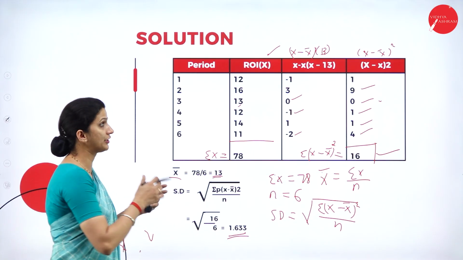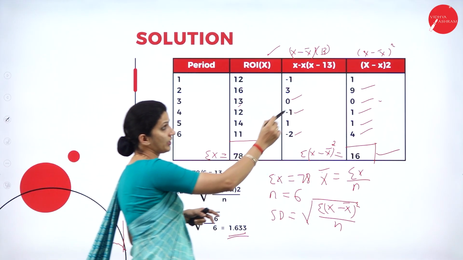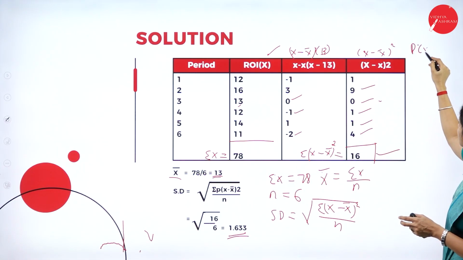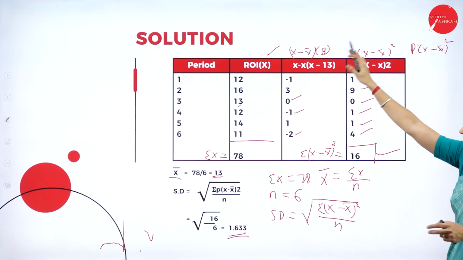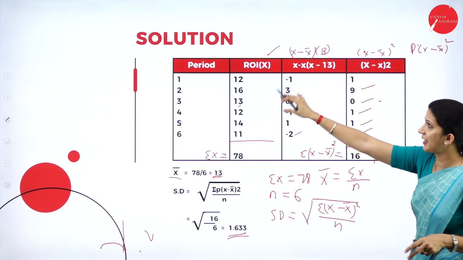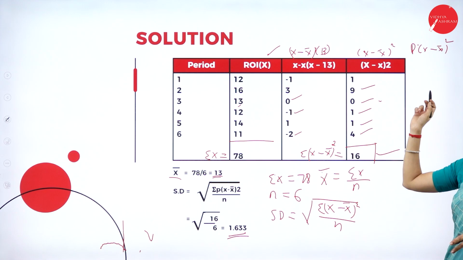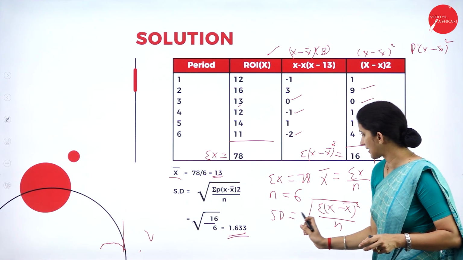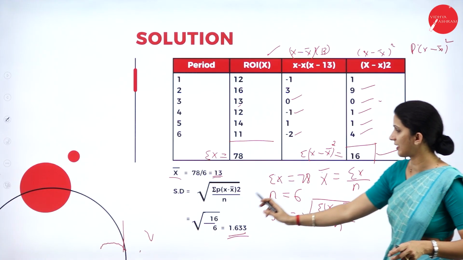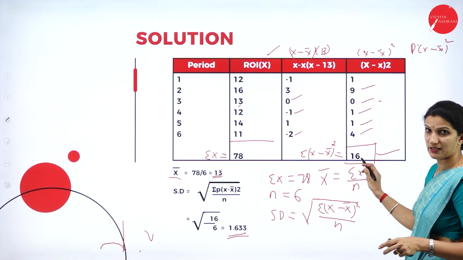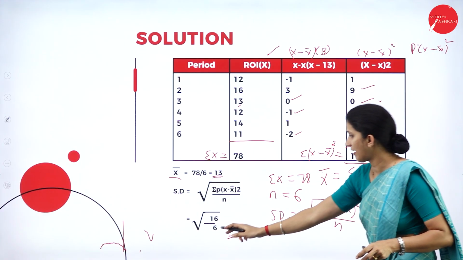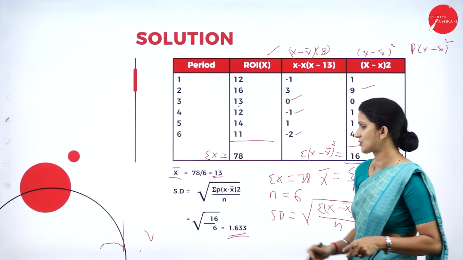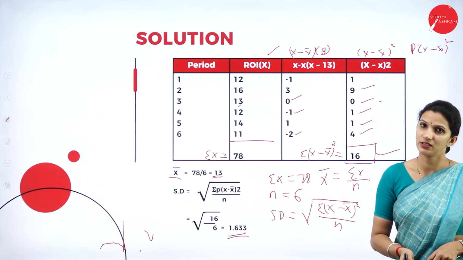So here, when you are given the probability, after x minus x bar you need one more, that is p into x minus x bar whole square. Then you have to multiply your probability with x minus x bar whole square. Here we don't have that probability. So your formula is the root of sigma x minus x bar whole square divided by n. So sigma x minus x bar square is 16 divided by n, which is 6. Take the root, and it is 1.633, the standard deviation.